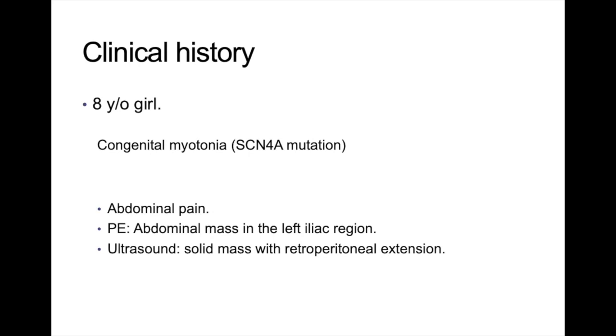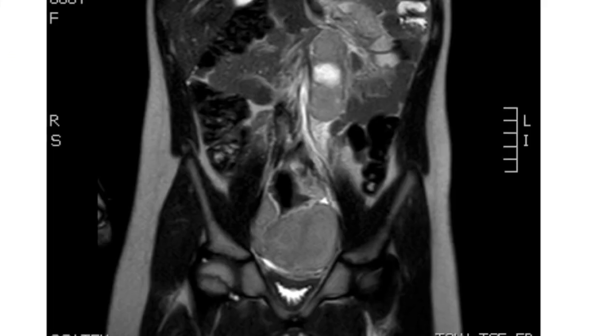This is an 8-year-old girl with a history of congenital myotonia, and she came to the hospital for abdominal pain. On physical examination, a mass was found in the iliac region, and the ultrasound showed a solid mass with retroperitoneal extension. Now, in the MR, we can see two lesions.